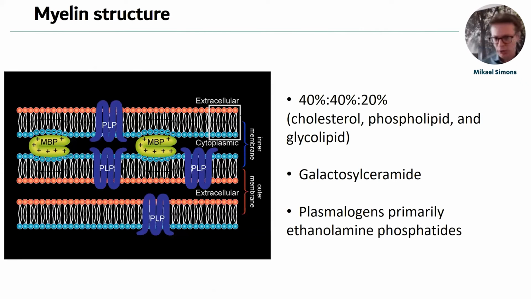Now, myelin has a quite particular structure. As I already mentioned, it's high in lipids. Around 70 to 80% of its mass is lipids, and there are few structural proteins like the myelin basic protein and the proteolipid protein. It's not only high in lipid, it also has a specific lipid composition, a ratio of cholesterol, phospholipid, and glycolipids, with glycolipids at 20%, and it has some signature lipids like galactosylceramide and plasmalogens.